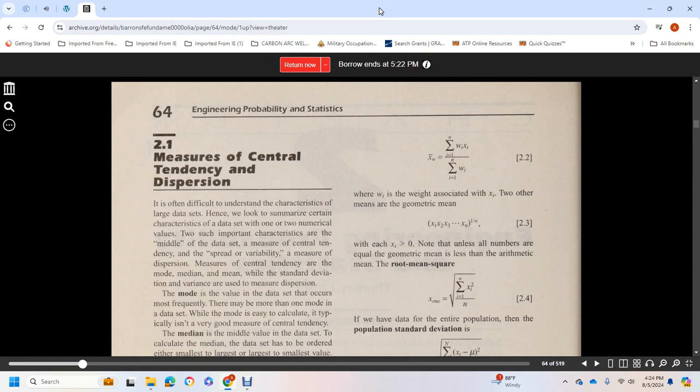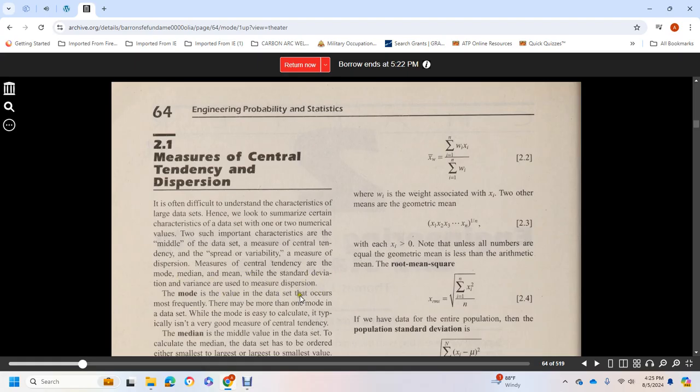Often it is difficult to determine the characteristics of a large data set, hence we summarize certain characteristics of the data set with 2 numerical values. 2 such important characteristics are the middle of the data set, the measure of central tendency, and the spread or variability, the measure of dispersion. The measures of central tendency are mode, median, and mean, while the standard deviation and variance measure dispersion.